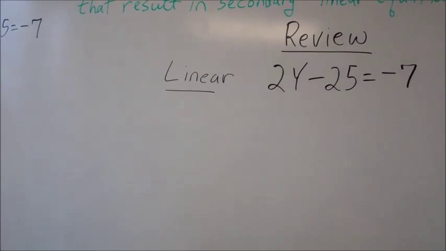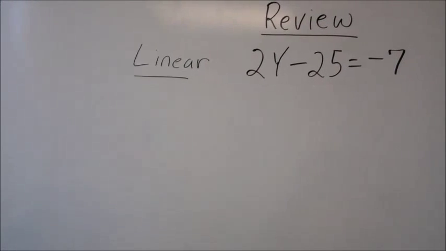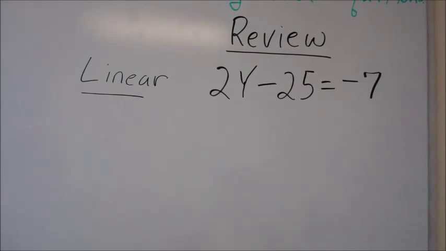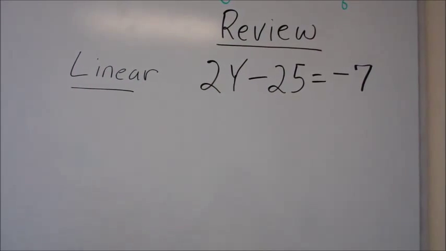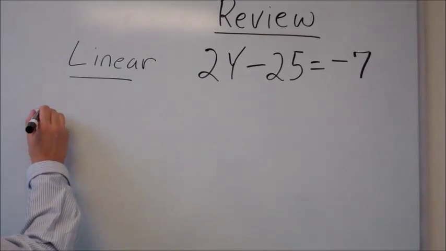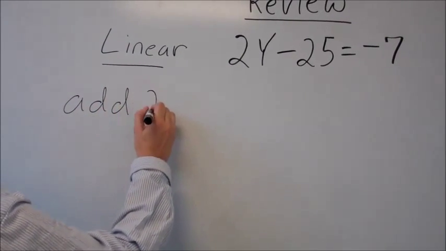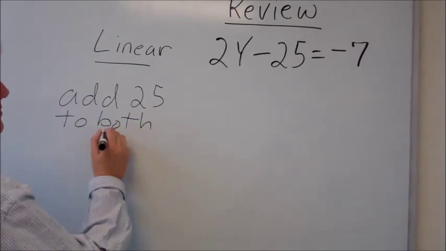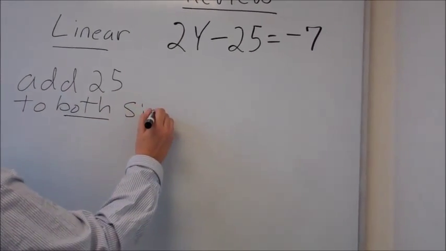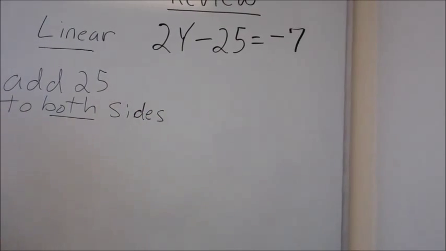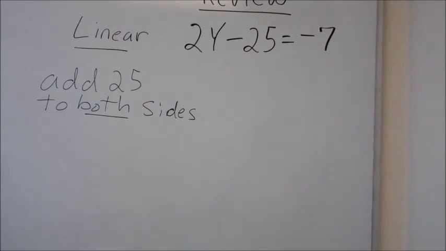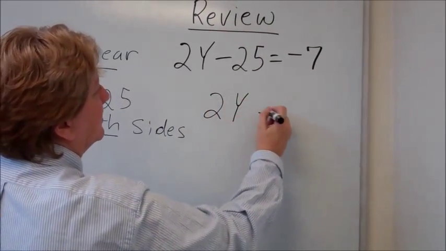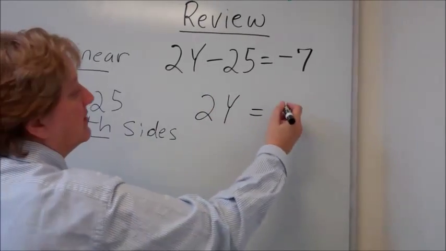So let's quickly review how to solve this linear equation. The first step, as you might recall, is to use the addition principle or property of equations and add 25 to both sides. Remember, whatever we do to one side of an equation, we want to do to both sides. So we add 25 to y, negative 7 plus 25, 18.